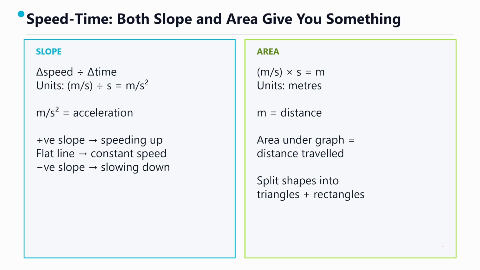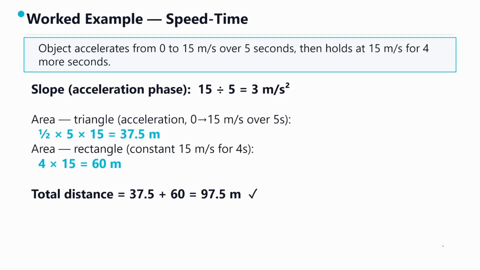Alright, so here's a worked example. The object accelerates from 0 to 15 meters per second over 5 seconds, then holds at 15 meters per second for 4 more seconds. So slope during the acceleration is 15 divided by 5, which is 3 meters per second squared. The triangle area is 37.5 meters. Rectangle area 60. You add them up, total area under the graph gives you 97.5.